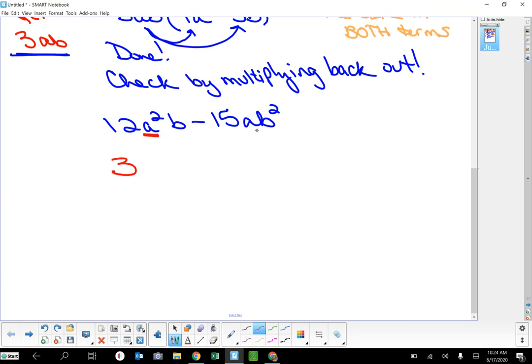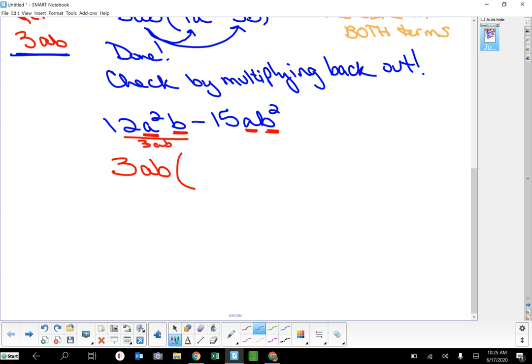Here I have an a squared and an a. Well, the smallest one's an a. They have a's in common. And here we have a b and a b squared. So a b is going to come out. That's your GCF, put parentheses, and then essentially you're dividing 12a squared b divided by 3ab.